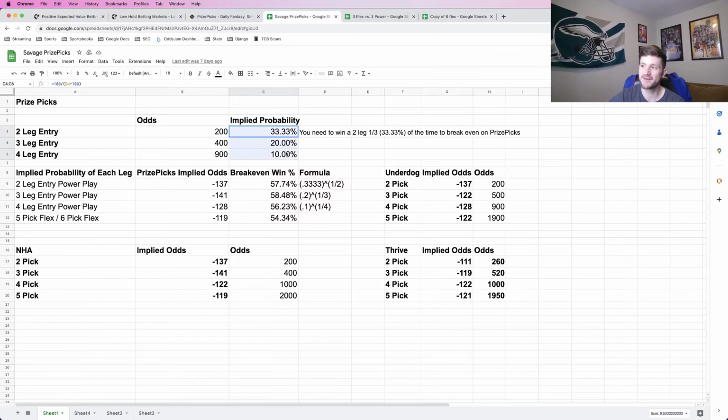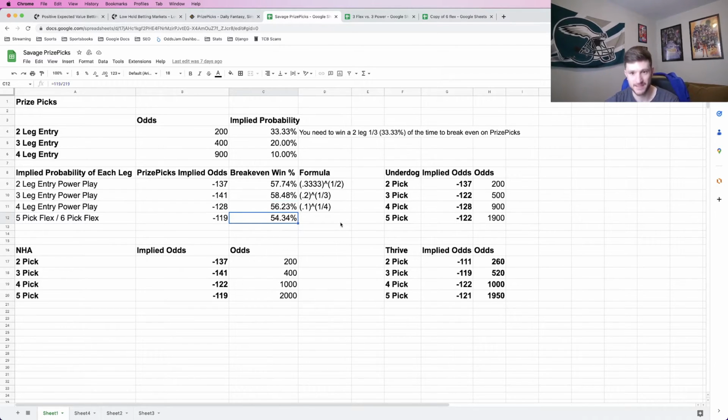Well, because we have these numbers, we can actually back out the break-even win percentage for each individual bet as well. Basically saying, if I'm placing a 2-leg player prop on PrizePicks, how many of my individual bets do I need to hit to break even? And it's all based on the odds and the implied probability of those odds. So for a 2-leg one, the break-even win percentage is roughly 57.74%, 58.48 for a 3-leg one, then all the way down to 56.23 for 4, and 54.34 for 5 legs.